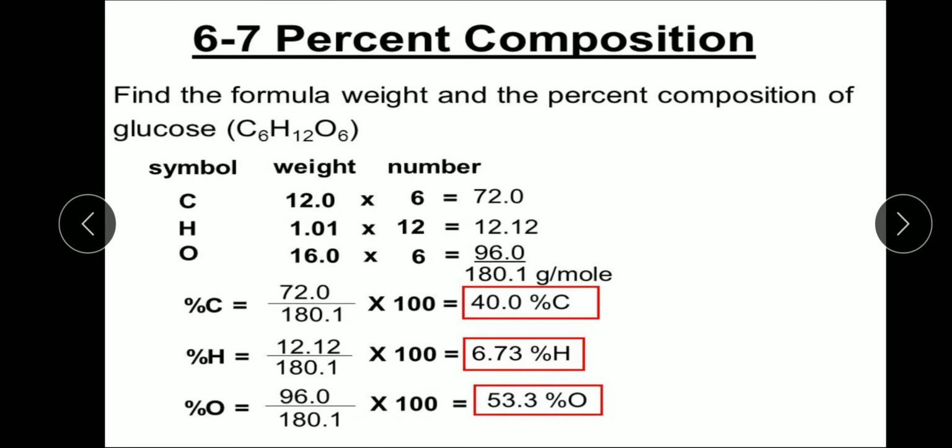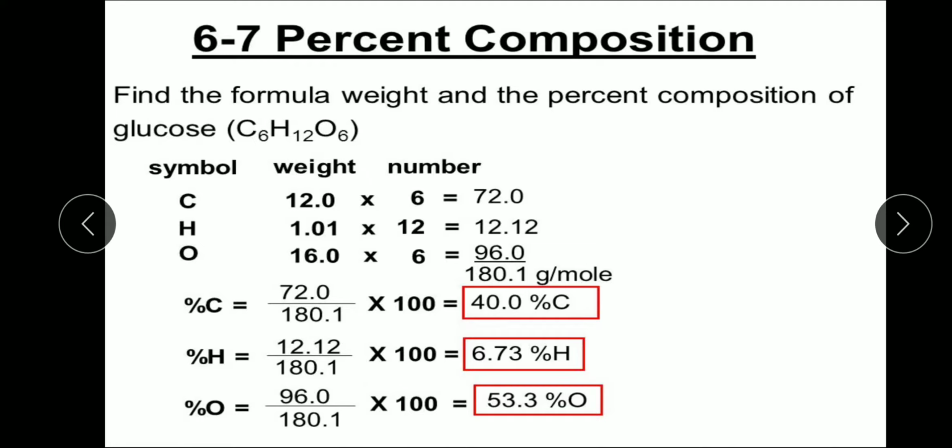Two more examples. Find the formula weight and the percentage composition of glucose. You may know the chemical formula of glucose is C6H12O6. First step, note down the symbols of the compound. Here three main symbols are there: carbon, hydrogen, oxygen. Note down the weight of carbon is 12, hydrogen is 1, oxygen is 16. Then it is multiplied by the total number of each atom in the compound. Here carbons are 6 in number, so 6 into 12 gives 72.